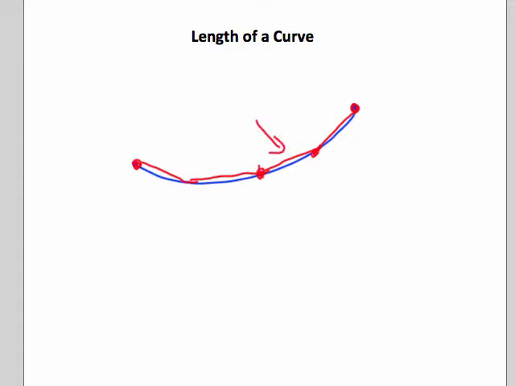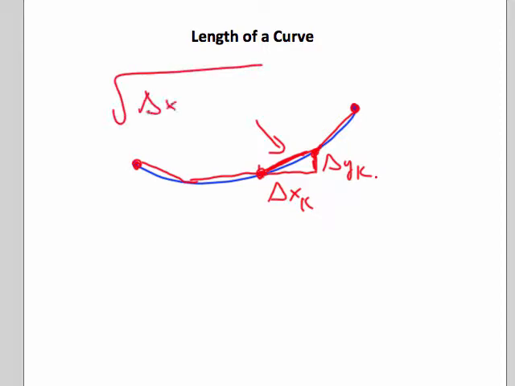Well, if we think of this as the change in x on this interval, let's say this is the kth interval, and the change in y, again on the kth interval, then if we know those two quantities, we can calculate the length here by Pythagoras, which we know would be the square root of change in x squared plus change in y squared.